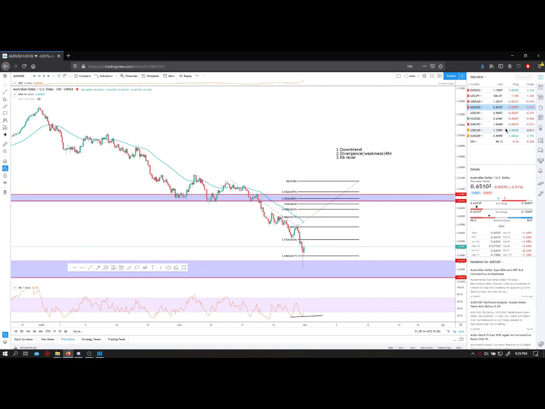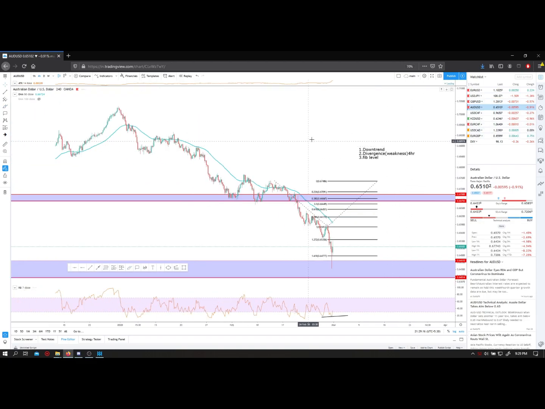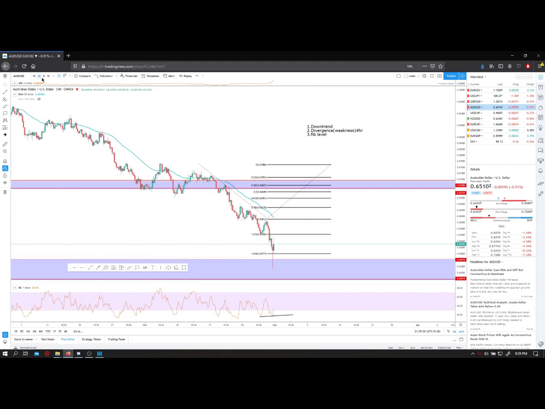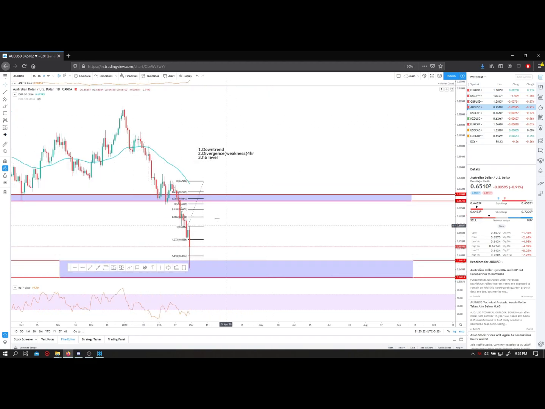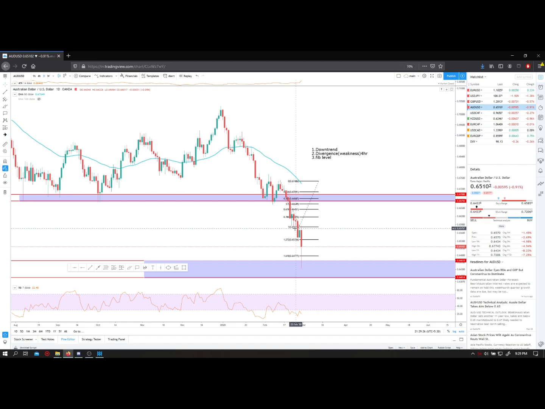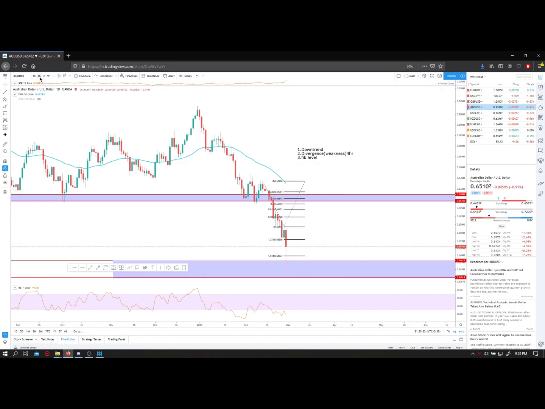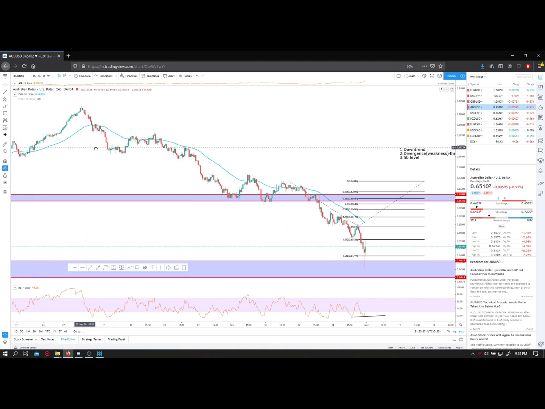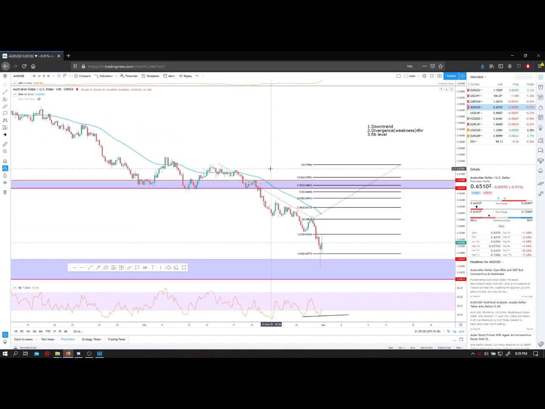So the next pair is AUD USD. Again, the first thing we're going to look for is the trend. As we can see in daily, the trend is down. It is making lower lows, lower highs and lower lows. So the trend is down. The second thing we're going to look for is support and resistance zones. I have already made this.